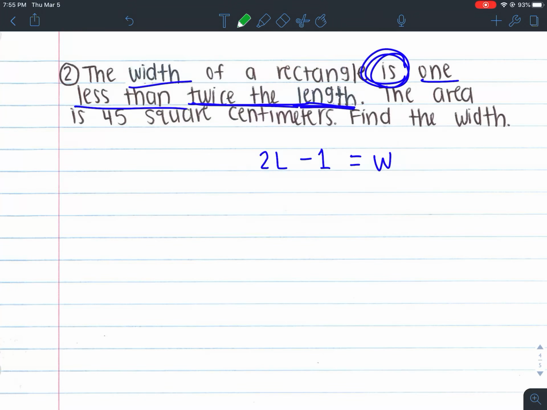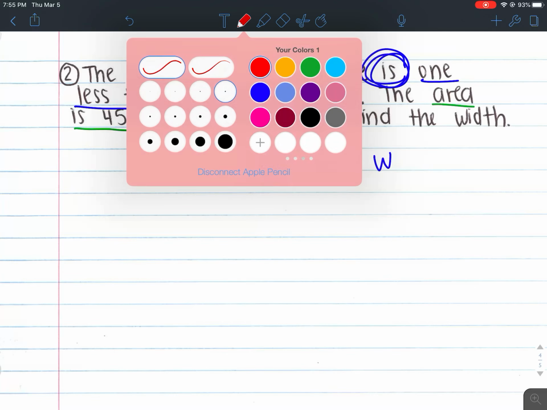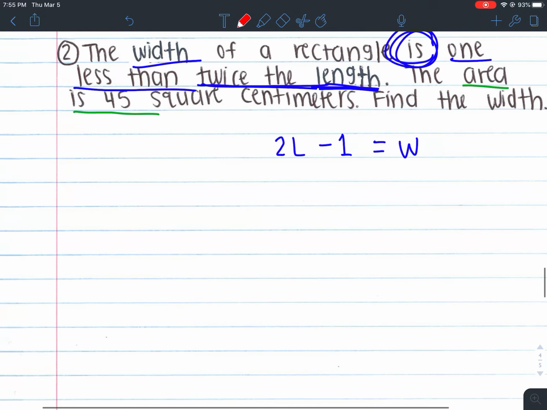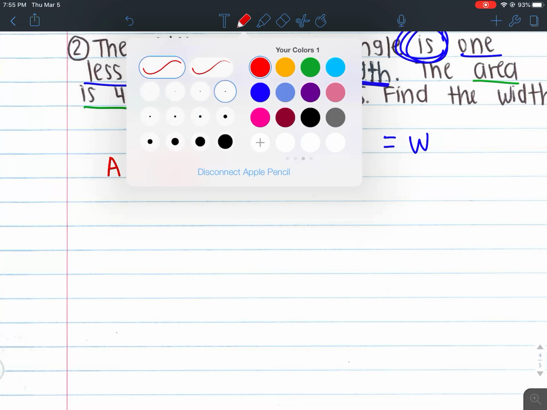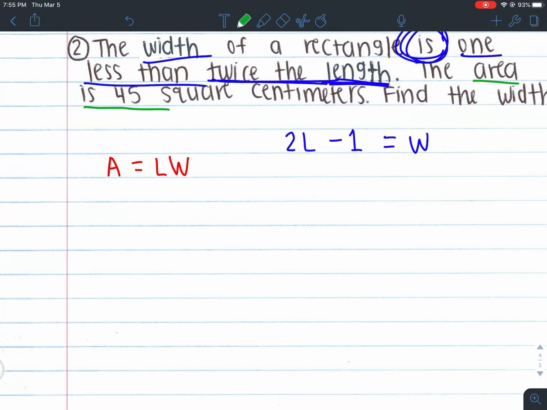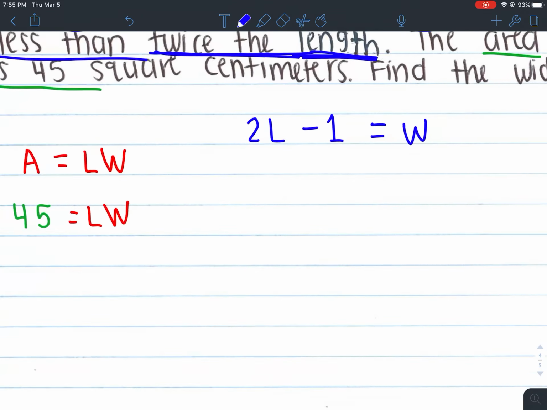Now, I also know that the area is 45 square centimeters. Well, that means I'm probably going to have to use my area formula, right? So area equals length times width. Let's plug in the information that I know. Well, I know area is 45. And remember, area is the letter A. So 45 equals length times width. Well, now I don't have much because I've got to solve this, right?